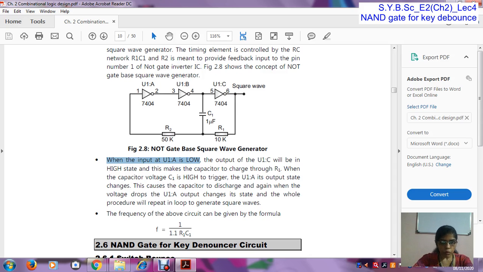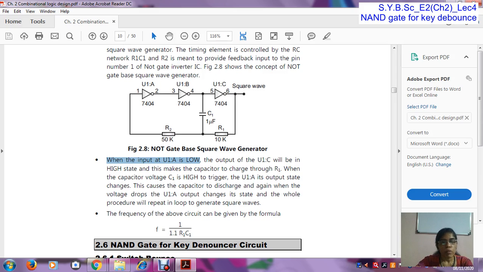When the capacitor voltage of C1 is high enough to trigger U1A, the first NOT gate's output state changes. When this capacitor is fully charged, the output of the first gate changes. The first output is low, then it changes to high. When this becomes high, the output at pin number 6 is low. So the output state changes. This causes the capacitor to discharge again, and when the U1A output changes, the state changes and the whole procedure repeats in a loop to generate a square wave.